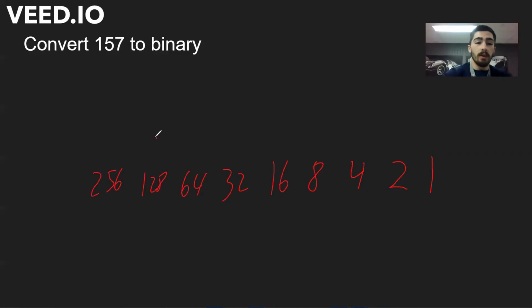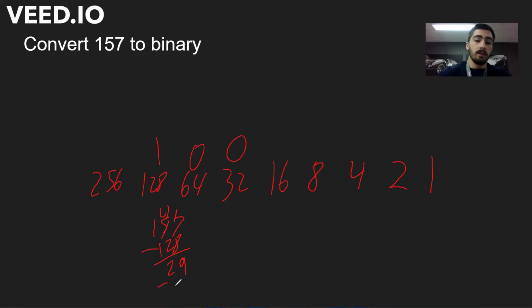We write a 1 above it. Then we take 157 and subtract 128. This leaves you with 29. Can 64 go into 29? No. We write a 0. Can 32 go into 29? No. We write a 0. Can 16? Yes. Subtract 16, write a 1, and then you get 13. 8 goes into 13. 13 minus 8 is 5. 4 goes into 5. That leaves you with 1.